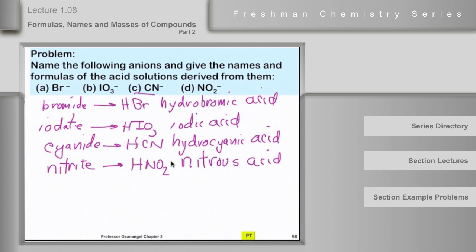The cyanide ion behaves like a monatomic ion. Even though it has two atoms in it, it behaves like bromide ion. So you treat it the same way as far as its acid goes. It's stretching a point, I admit, but it works.